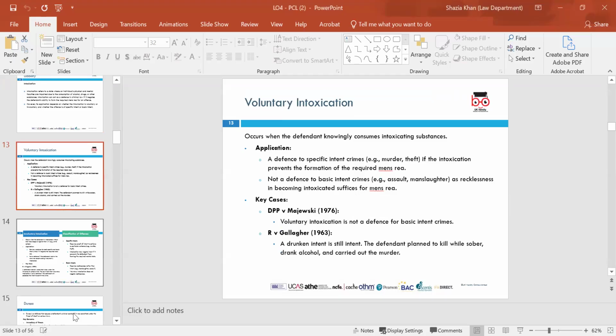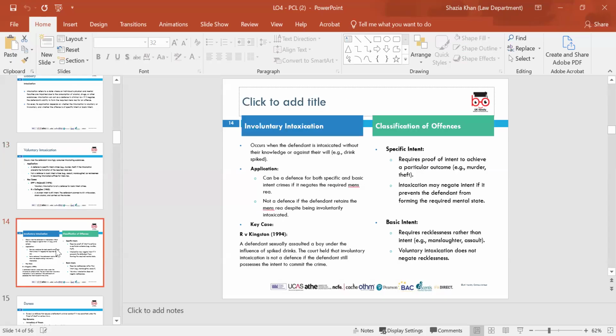Voluntary intoxication occurs when an individual consciously chooses to consume drugs or alcohol. In many jurisdictions, this type of intoxication is not typically a valid defence for serious crimes. In contrast, involuntary intoxication arises where a person is incapacitated by substances without their consent, such as through being drugged or consuming a substance unknowingly. And the cases are DPP v Majewski and R v Gallagher.